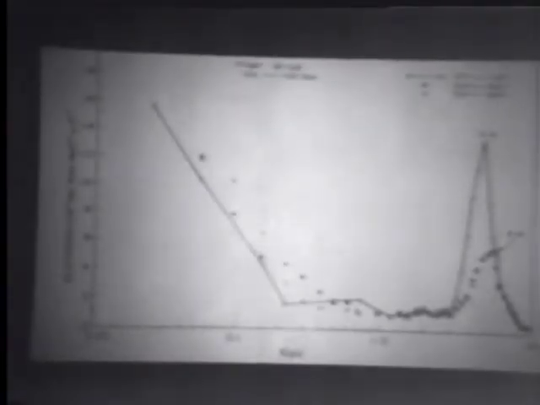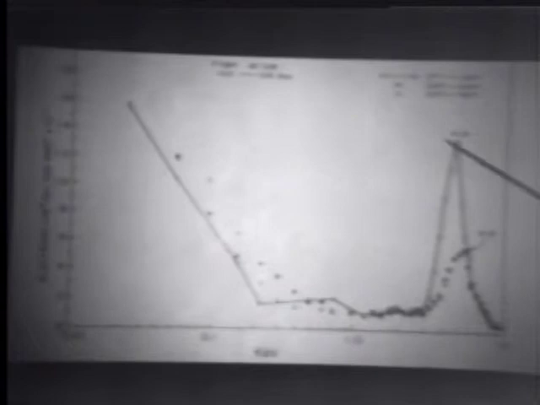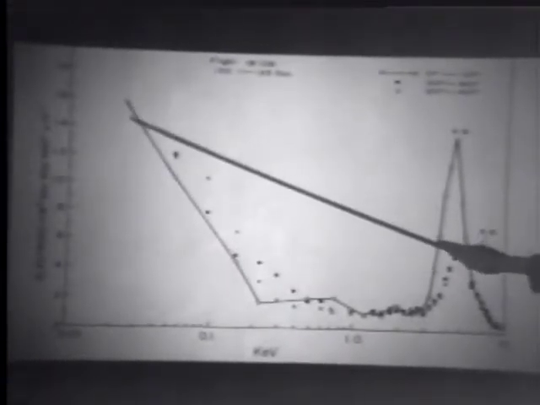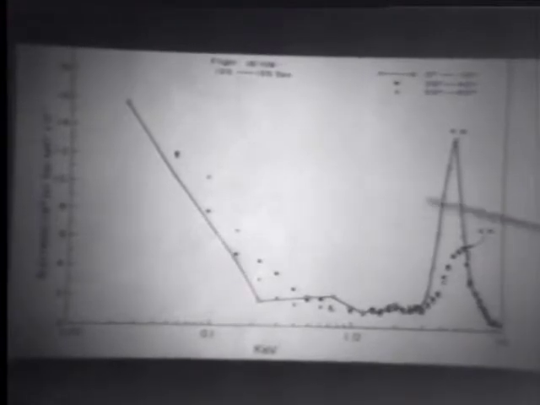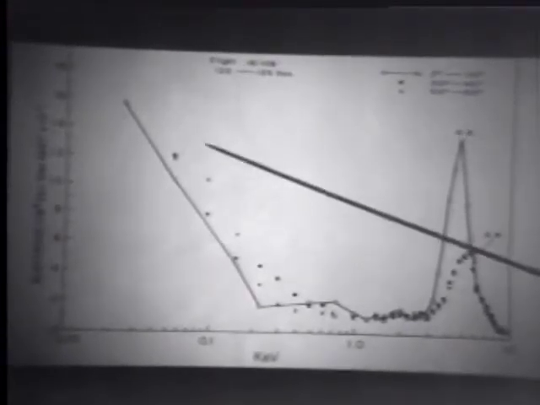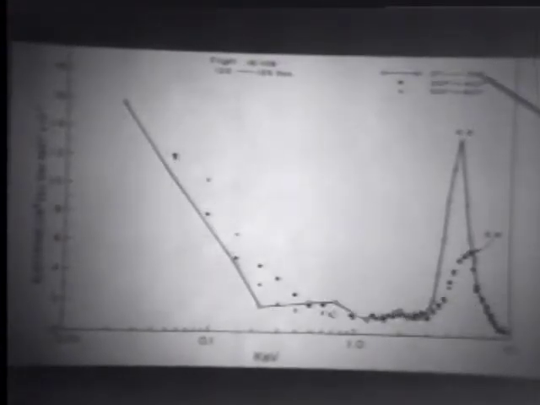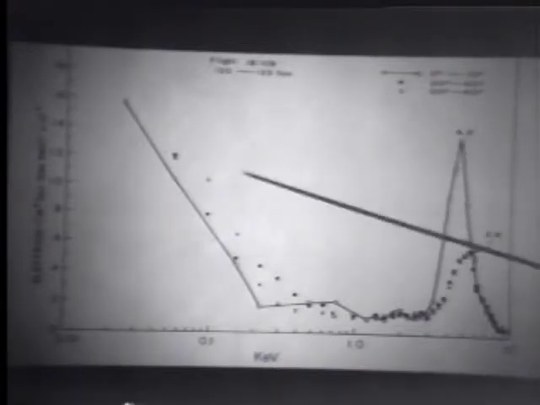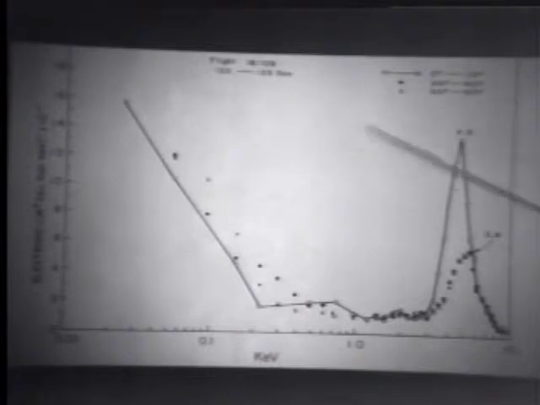Here's a pitch angle sorted spectra. Could you focus it, please? The solid curve is a 0 to 10 degree sort. That is the spectrum you get looking in the range of from 0 to 10 degree pitch angle. The other curves, which are not drawn in, the circles and dots, are the 30 to 40 degree sort and the 50 to 60 degree sort.